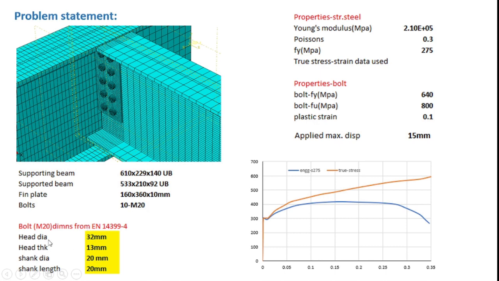It has got a head diameter of 32 mm and a shank diameter of 20 mm and a shank length of 20 mm, again in order to accommodate the web thickness of the beam as well as the thickness of the plate. Now coming to the properties of the structural steel used for the modeling, Young's modulus is 2.1 into 10 raised to 5 MPa, Poisson's ratio is 0.30, and the yield stress of the beam material as well as the plate material will be 275.